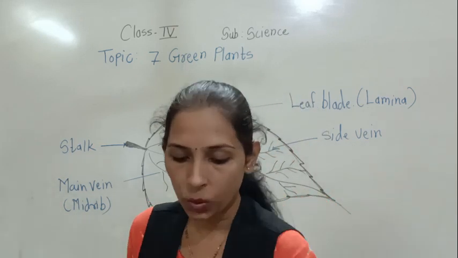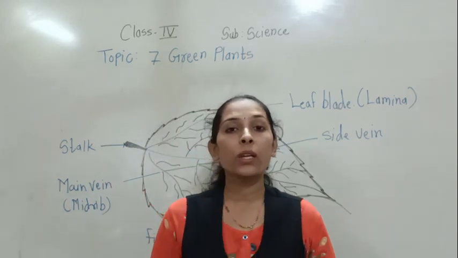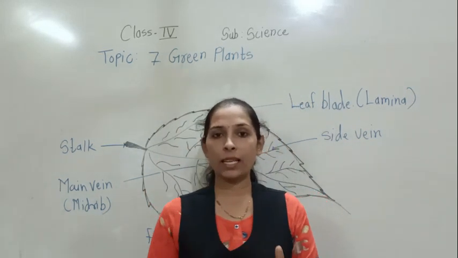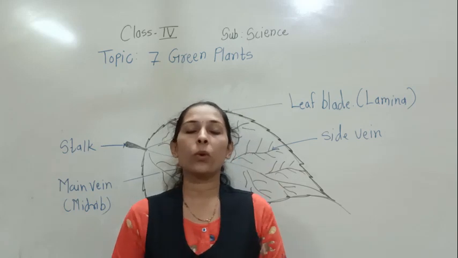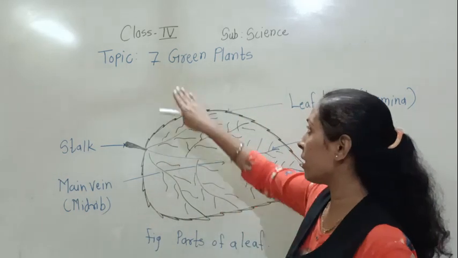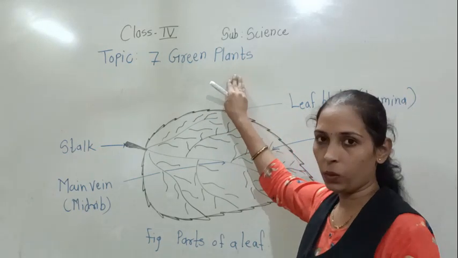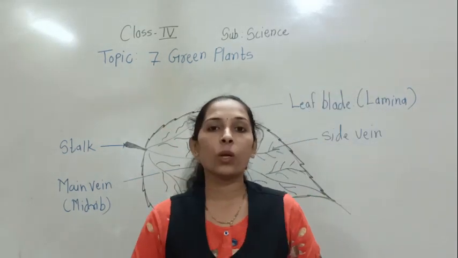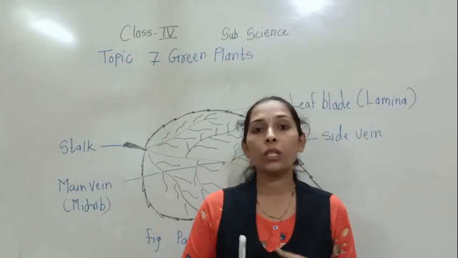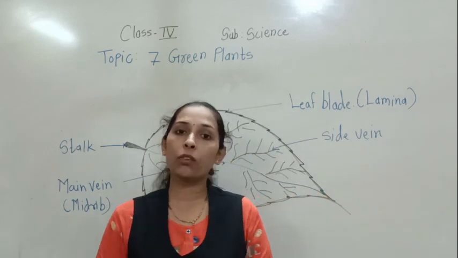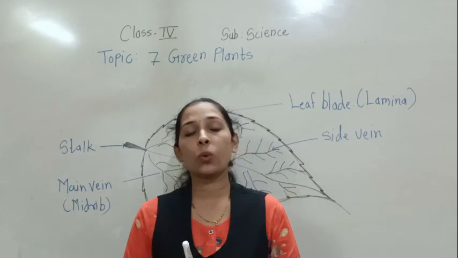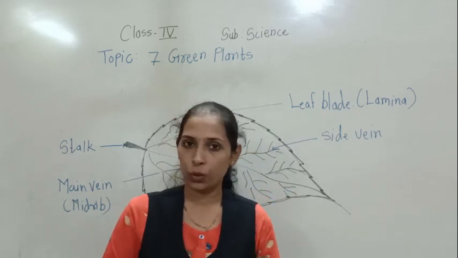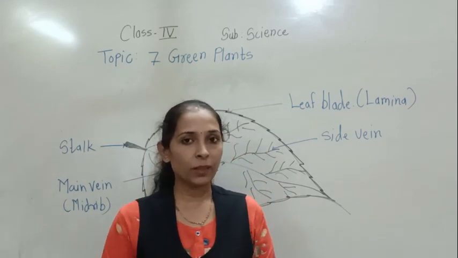So my dear students, today in the science session we are going to move to the next lesson, the last lesson from our summative syllabus. That is, today we are going to discuss lesson number 7, green plants. In this lesson we are going to see deeply how plants make their food, how they utilize that food, and which processes go on to form that food. So let's start our lesson.